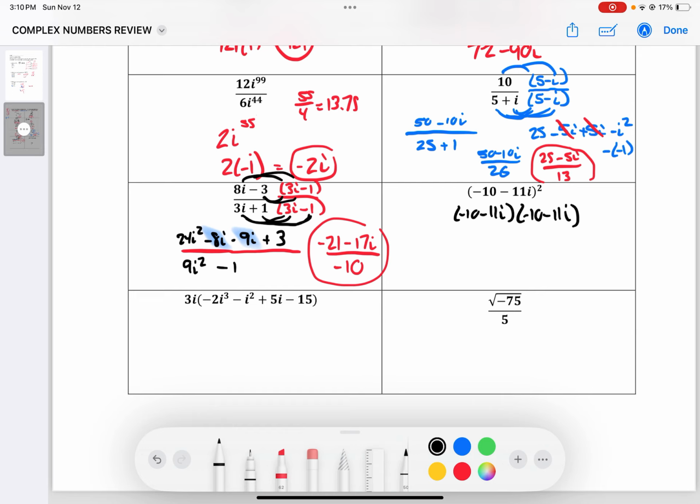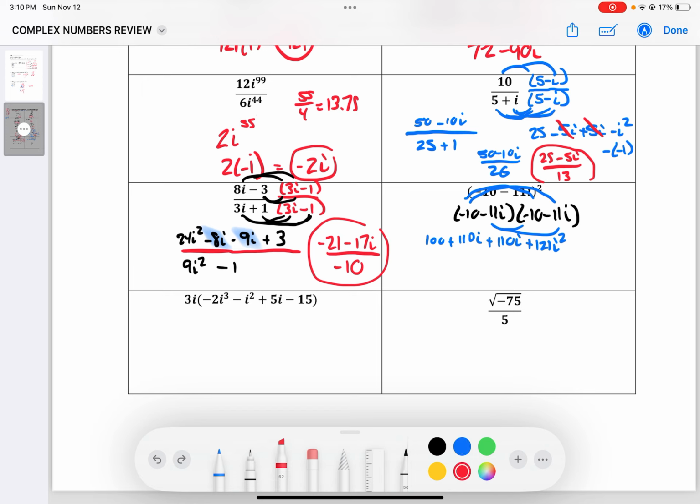So we have negative 10 times negative 10, positive 100. Negative 10 times negative 11i, positive 110i. Negative 11i times negative 10 is also positive 110i. And then we have a negative 11i times negative 11i, which is positive 121i squared. Once again, a lot of places to mess up mental math, so everything goes into your calculator. Don't run those kinds of risks.